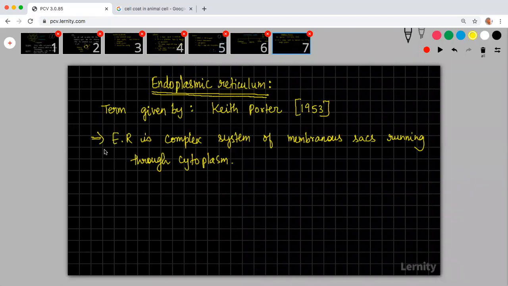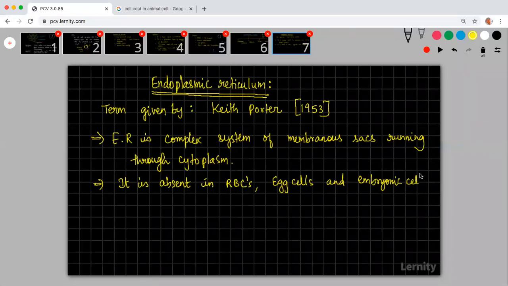It is absent in RBCs, egg cells, and embryonic cells, which means all other eukaryotic cells will contain it.